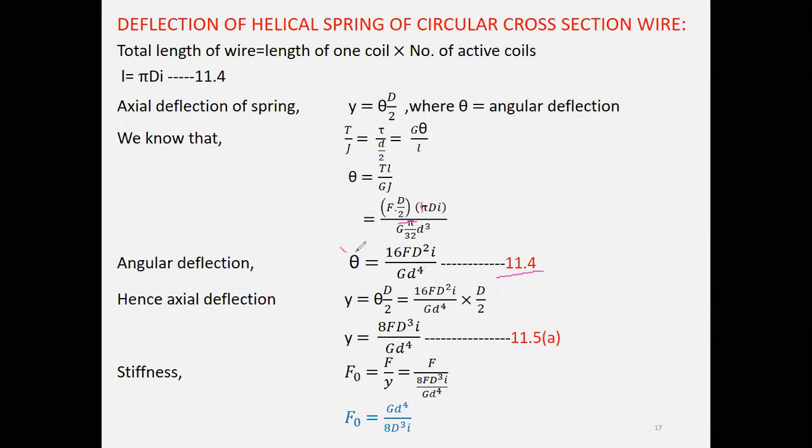Now you have obtained the angular deflection. Now you can substitute that angular deflection in this equation, that is the axial deflection of the spring. Therefore, axial deflection of the spring y is equal to theta into D by 2. Substitute the value of theta. 2 eights are 16, and this D square into D will be D cube. Therefore, it will be 8 F D cube into I divided by G into d raised to 4. This is the axial deflection of the spring.